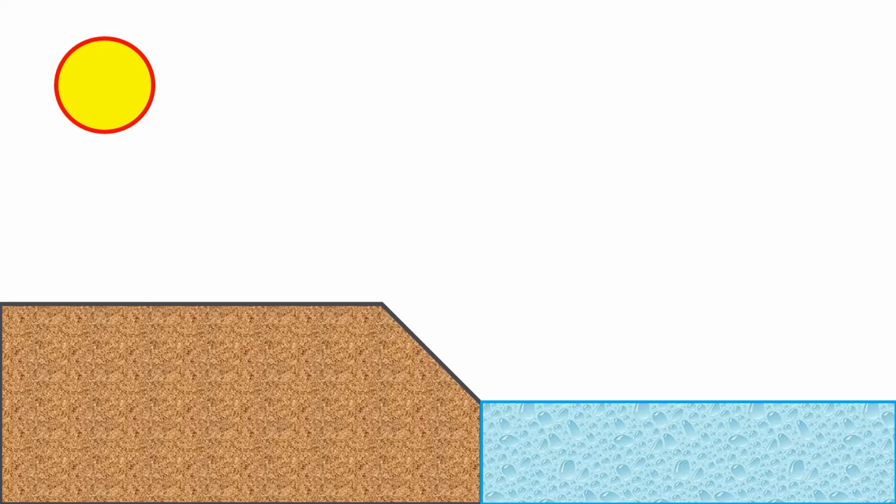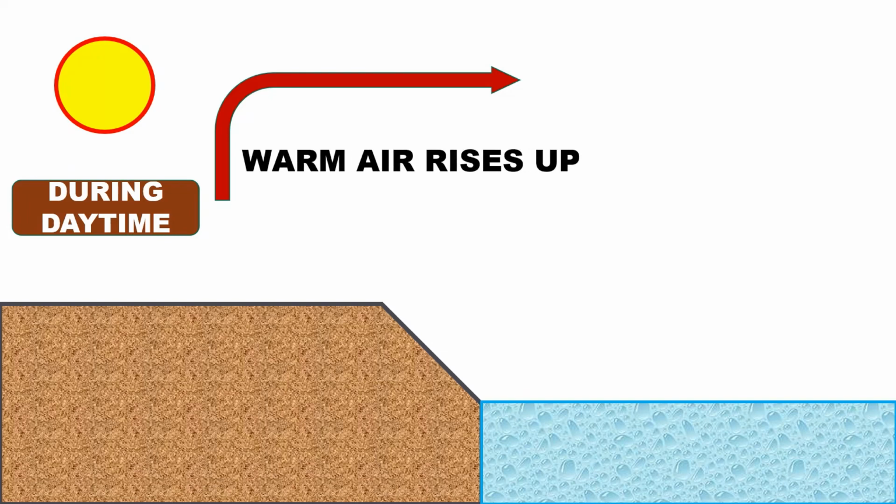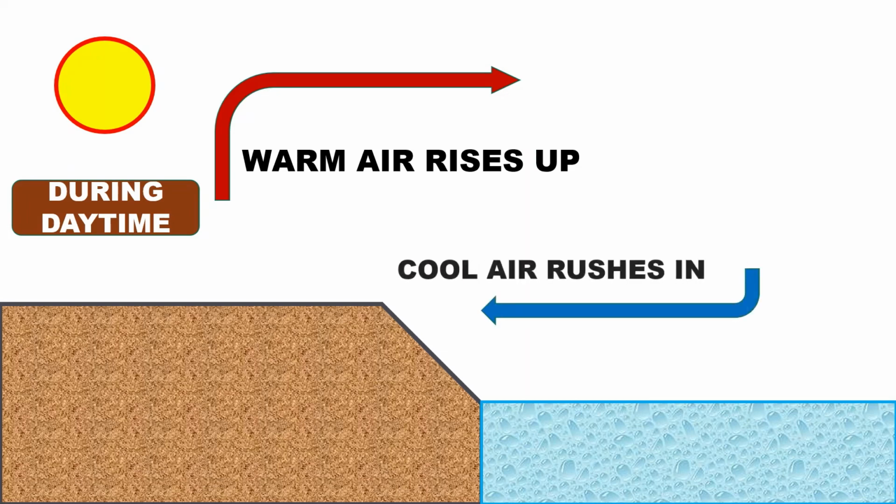Now, during the daytime, just now we've learnt that the land gets heated up faster than the water. So, when the land is getting heated up faster, the air above the land is getting heated, and when air is heated, it starts expanding, it rises up, and it moves away from the land, creating a kind of a vacuum or a void on the land surface, which is filled in by the cool air that blows in from the sea.